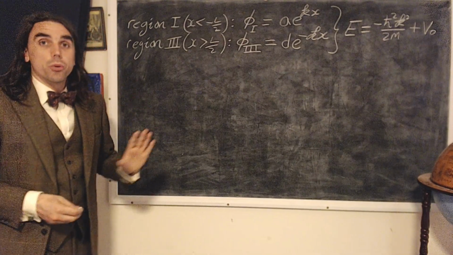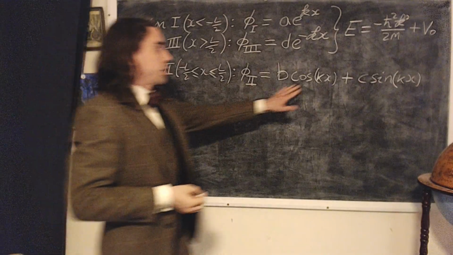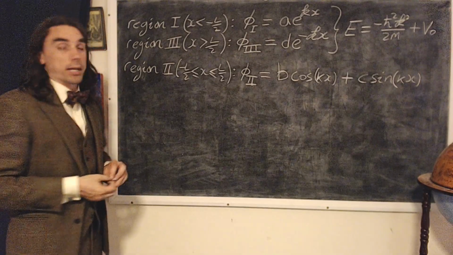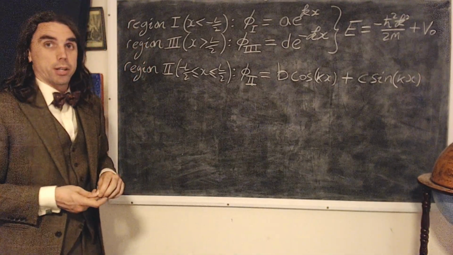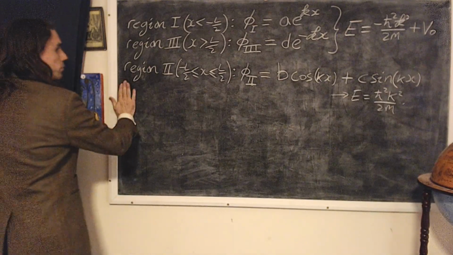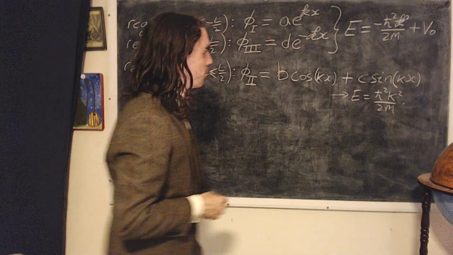In region 2, we're looking for standing wave solutions, which is convenient to write in terms of cosines and sines, but we could always write it in terms of complex exponentials. And in region 2, we solve a different time-independent Schrödinger equation because the potential is 0 in that region, and we have E equals h bar squared k squared over 2m.